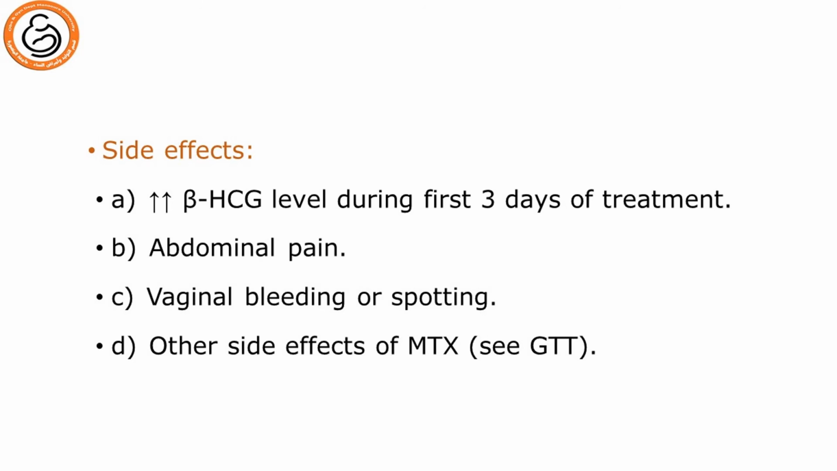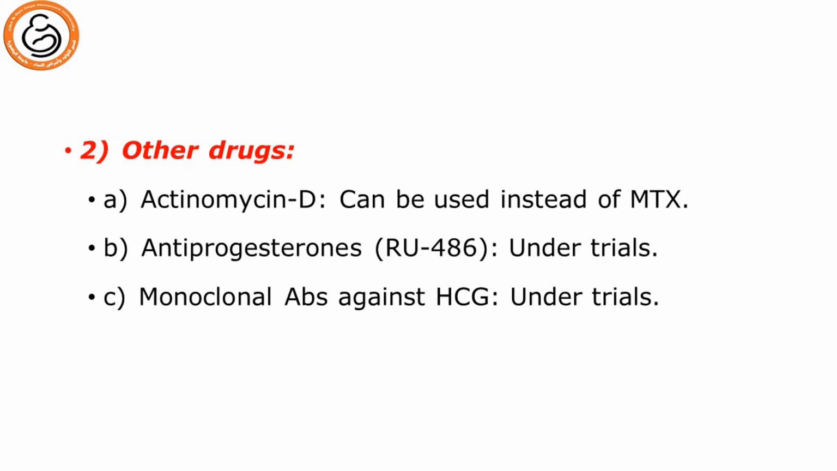Methotrexate is not without side effects. It will cause a temporary rise of beta HCG level during the first days of treatment. It will cause abdominal pain, vaginal bleeding or spotting, and other side effects of methotrexate discussed in gestational trophoblastic disease. Other drugs that can be used: we can use actinomycin D instead of methotrexate, antiprogesterone, which is under trial, and monoclonal antibodies against HCG, still under trial.